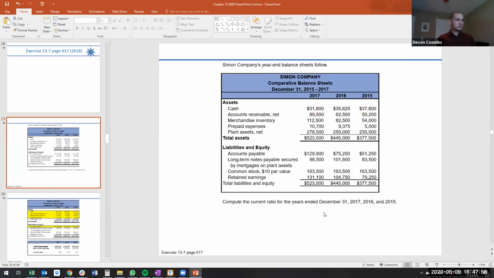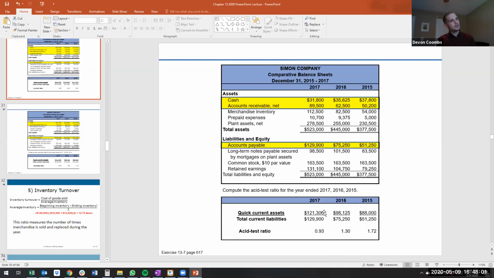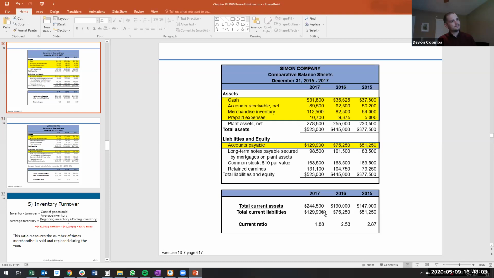So those are those three pieces, right? Know your working capital, your acid test, and your quick ratio.